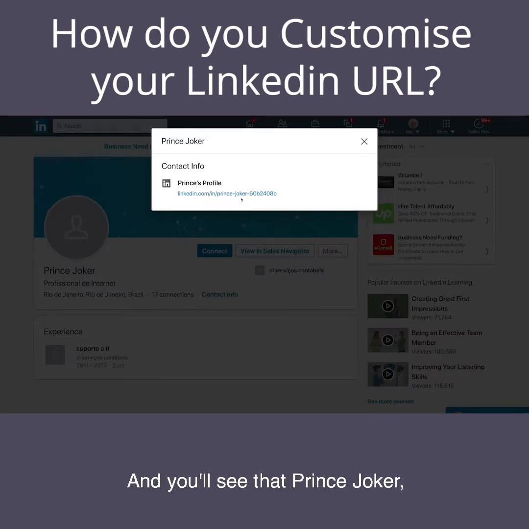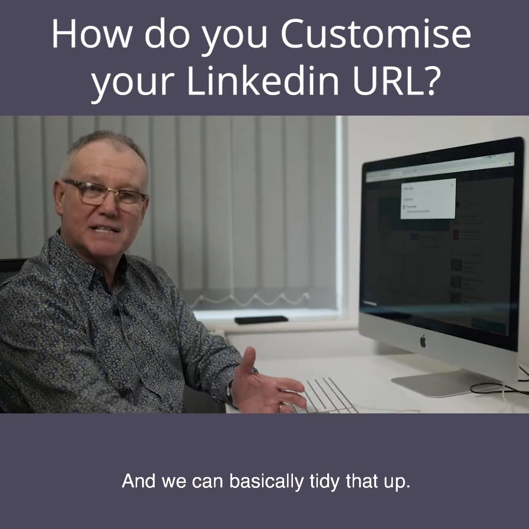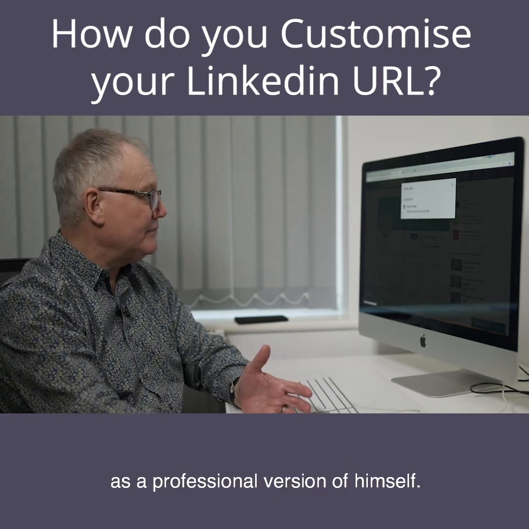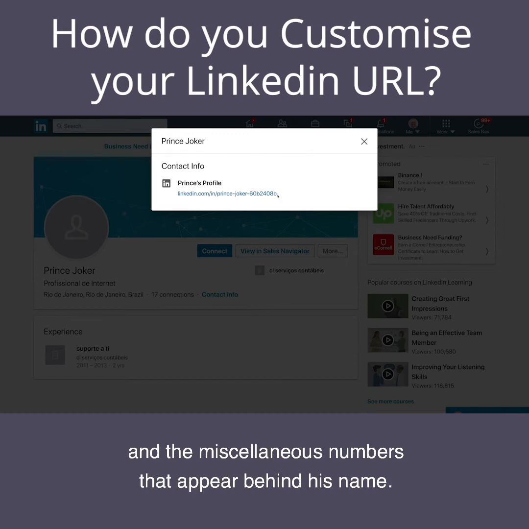And you'll see that Prince Joker, which we know is a false name anyway, has got a string of letters and numbers behind his name. And we can basically tidy that up. So if Prince Joker really wanted to be Prince Joker as a professional version of himself, then he could delete the letters and the miscellaneous numbers that appear behind his name.